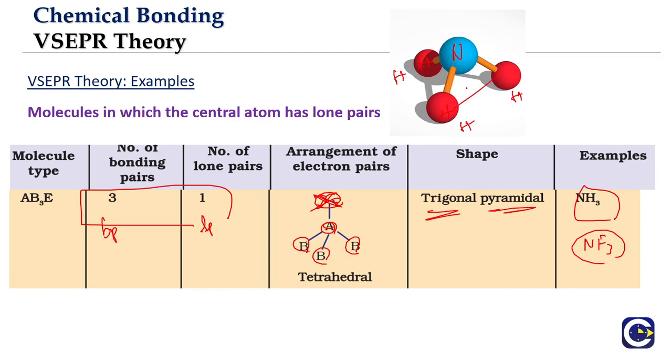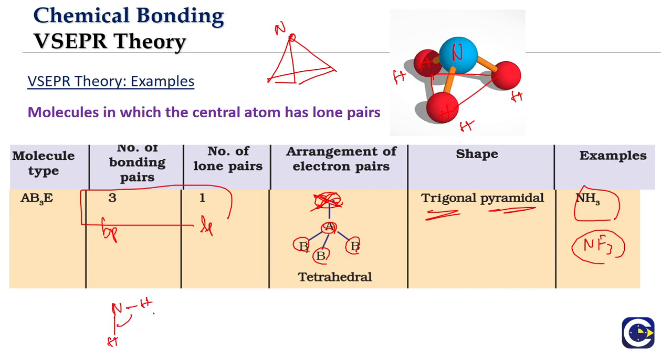Why trigonal pyramidal? Because the base of the pyramid is triangular. What is a pyramid? You'll have the peak of the pyramid and you'll have the base, right? So it's a trigonal pyramidal shape. In this, nitrogen is sitting at the top of the pyramid like that. So the shape in this case is going to be trigonal pyramid. So the ammonia shape as well as the NF3 shape is trigonal pyramidal.